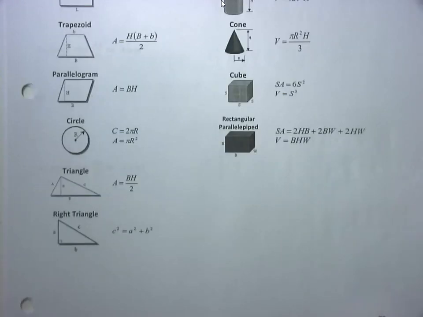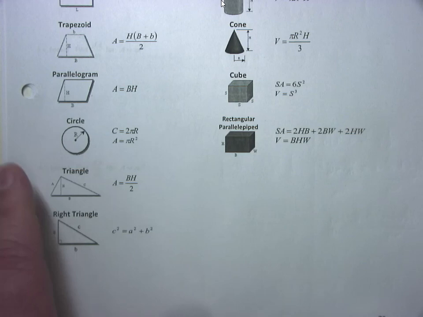The circumference of a circle is 2 pi r. The area of a circle is pi r squared. Area of a triangle is 1/2 base times height. And if you happen to have a right triangle, you also know the relationships of the sides: a squared plus b squared equals c squared. The sum of squares of the sides of a right triangle is equal to the square of the hypotenuse.